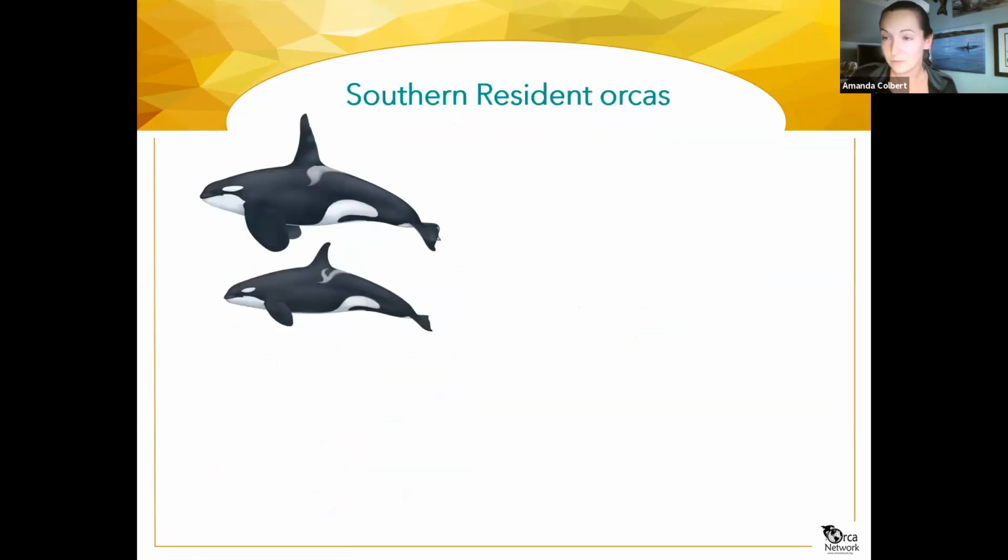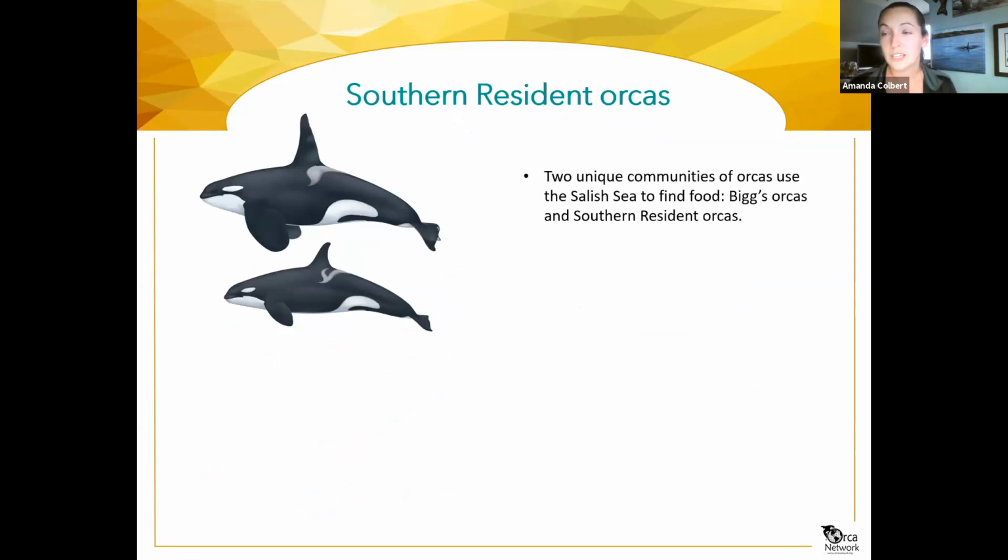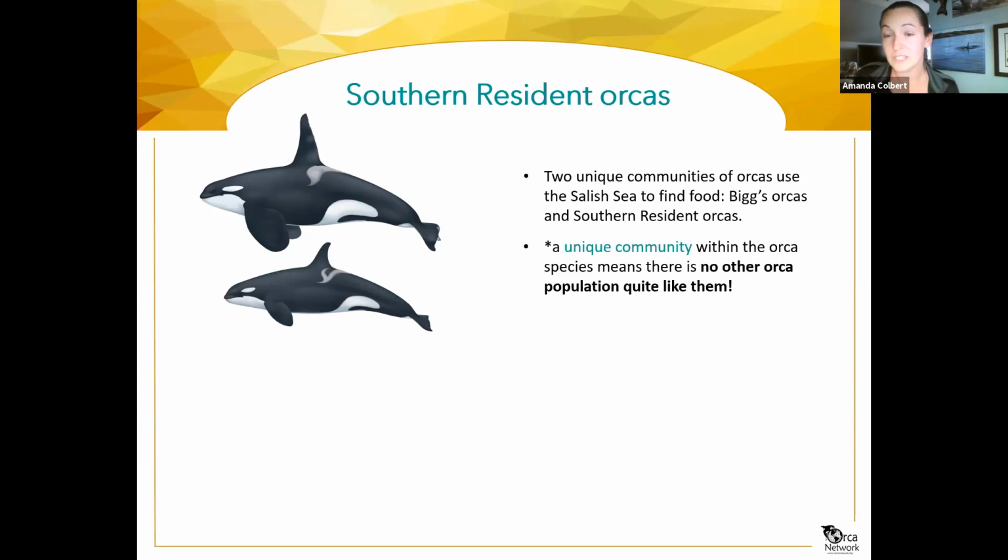So I want to start off with our southern resident orcas. And actually here in the Salish Sea, we have two unique communities of orca that use the Salish Sea to find food. We have our Biggs orcas, which eat marine mammals, and then we have our southern resident orcas. And the reason that these communities are unique within the orca species is because there are no other orca populations quite like the two that we have here.